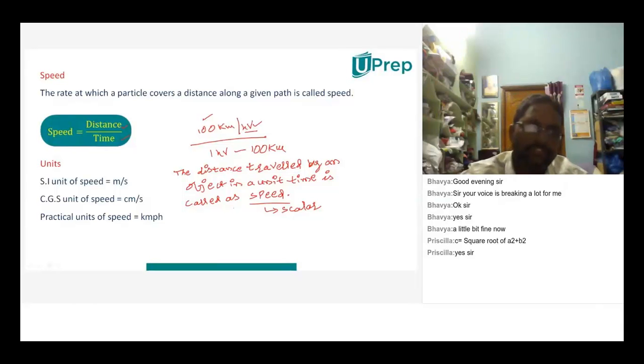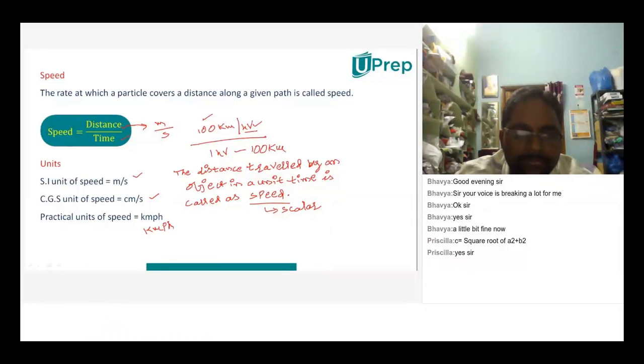And what will be the unit of it? Meter per second. How will it be meter per second? See here, generally distance will be measured in meter, divided by time measured in seconds. So SI unit of speed will be meter per second. CGS unit will be centimeter per second. And practically we use one unit which is called kilometers per hour, kmph. Whenever you say a train will move 200 kilometers per hour, in practice we use kilometers per hour.